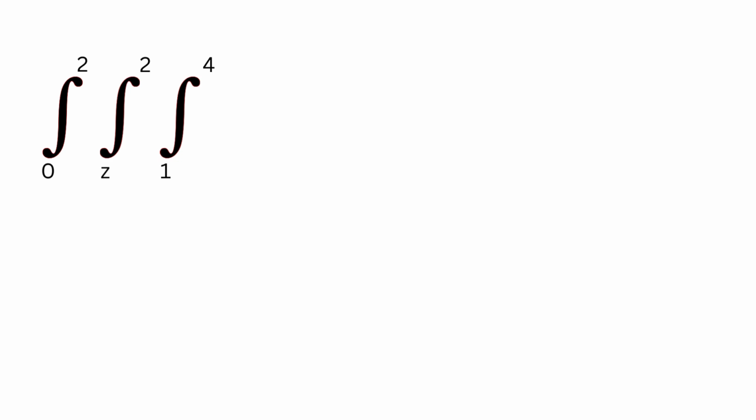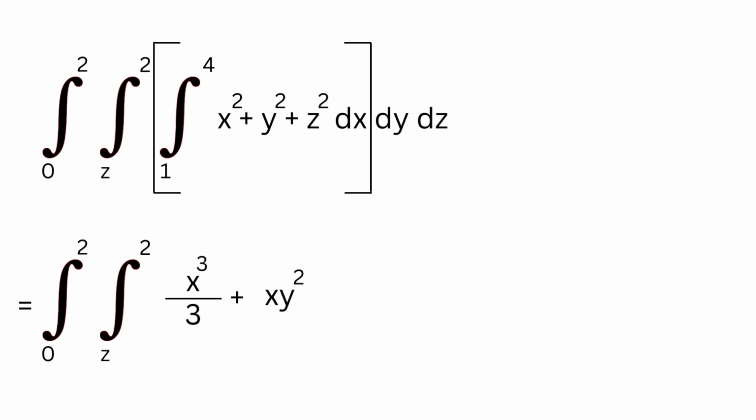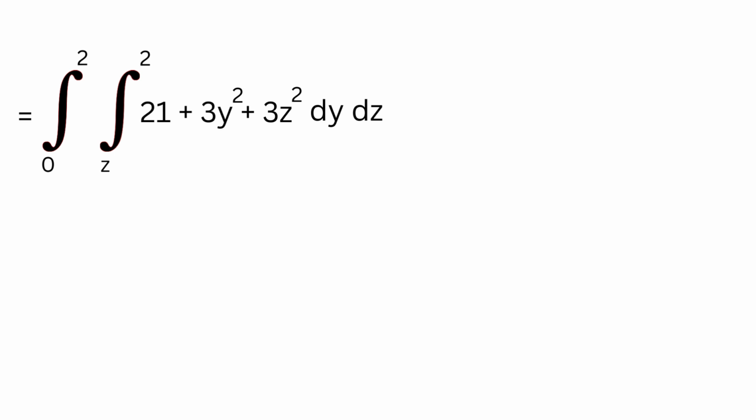So triple integral of x squared plus y squared plus z squared dx dy dz. Again, we start with the first one, which is equal to the double integral of x cubed over 3 plus xy squared plus xz squared dy dz, with x equal 1 and 4. And we evaluate to get this answer.